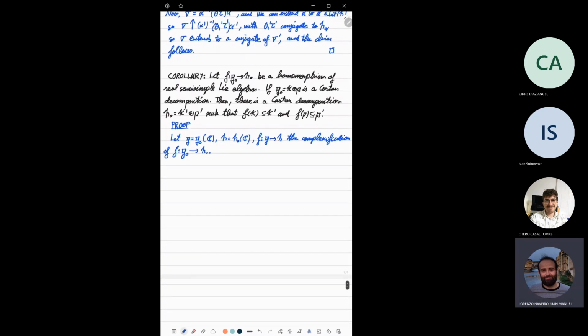We will need to work with the real structures associated to G0 and H0, so just let me give them a name. Let's call them sigma and sigma prime, for example. So let sigma and sigma prime denote the conjugation with respect to G0 and H0 respectively.